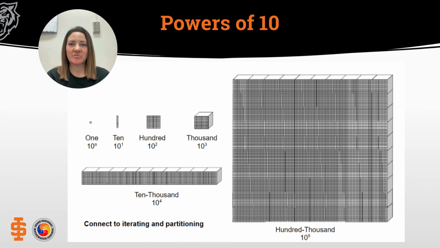As we move up in place value, we are multiplying by 10 or iterating the current value 10 times. This connects to the idea of powers of 10. So 100 can be thought of as 10 times 10 or 10 to the second power. Or 10,000 can be thought of as 10 times 10 times 10 times 10 or 10 to the fourth power.